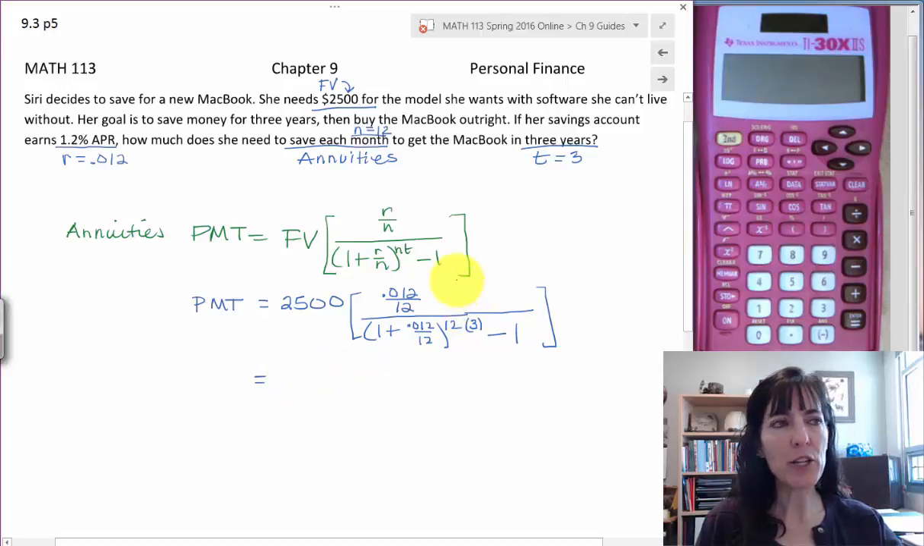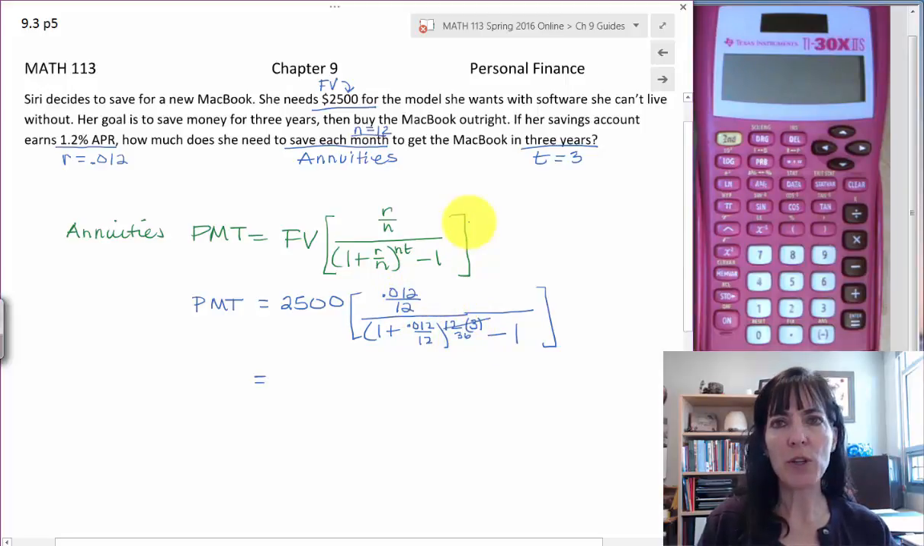By order of operations, I really am going to need to have this 0.012 divided by 12. I'll need it in two places. I also want to know the 12 times 3, and I can do that one in my head, but if not, you can use your calculator and just do it right at the start. And I get 36 for my exponent there.